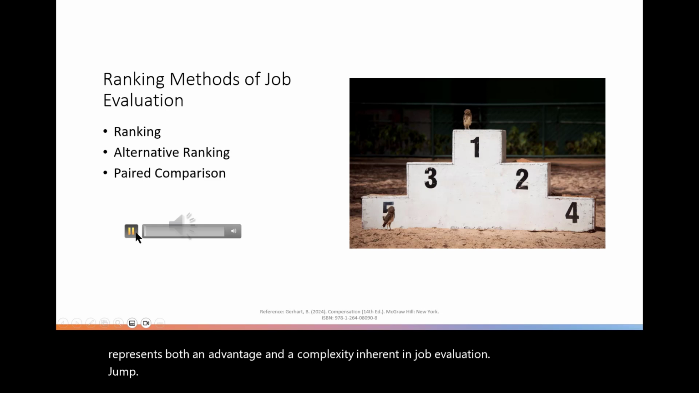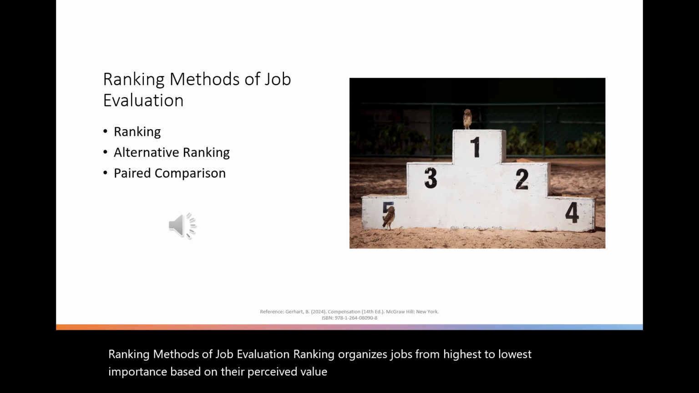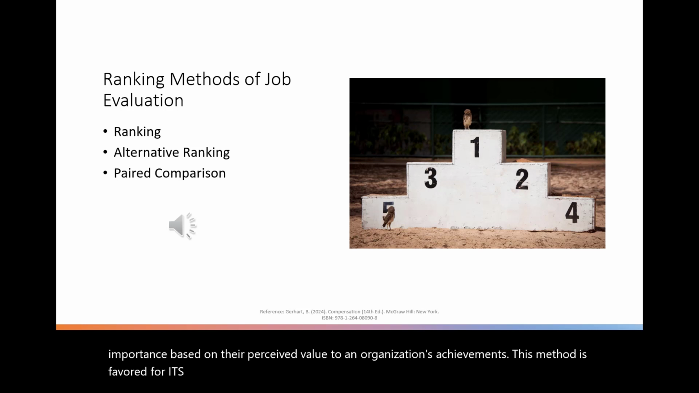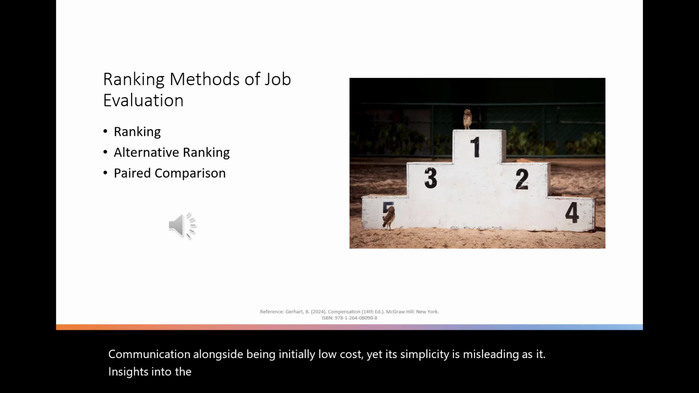Ranking methods of job evaluation. Ranking organizes jobs from highest to lowest importance based on their perceived value to an organization's achievements. This method is favored for its simplicity, speed, and ease of communication, alongside being initially low cost. Yet its simplicity is misleading as it does not provide insights into the specific merits of each job, leading to potential disputes and expensive corrective measures.